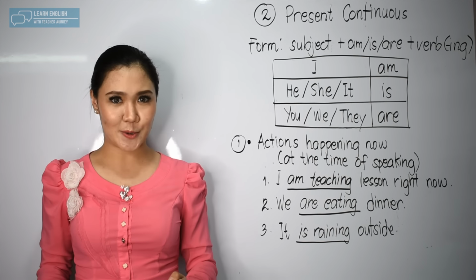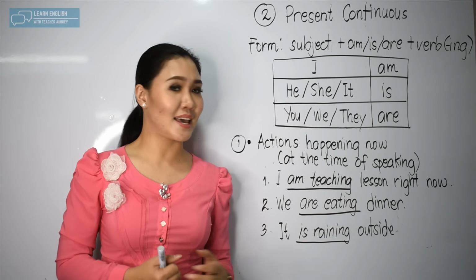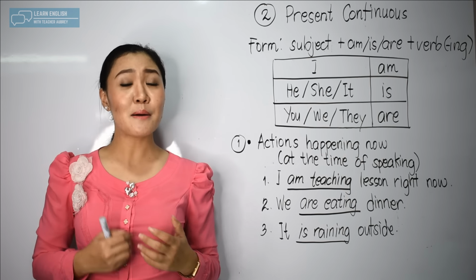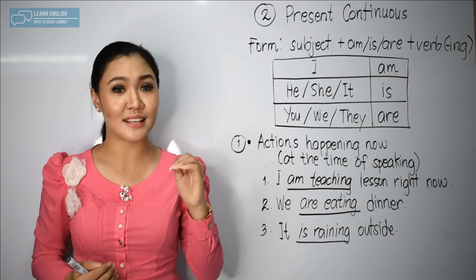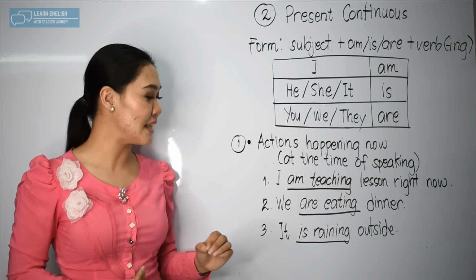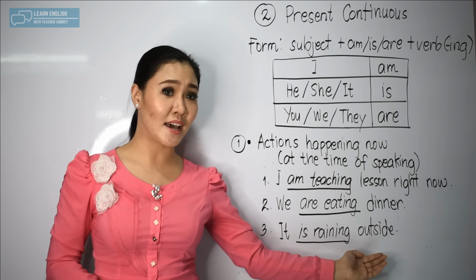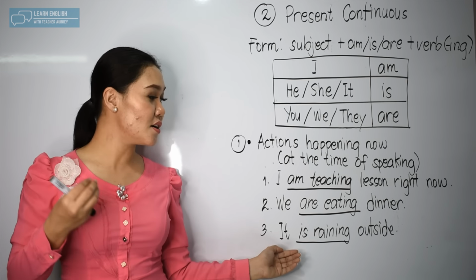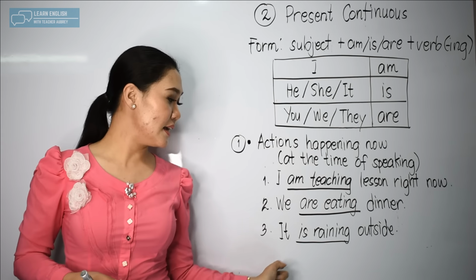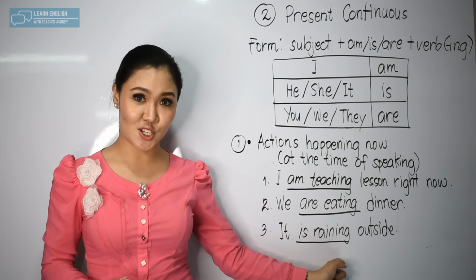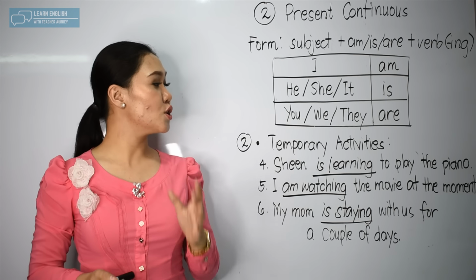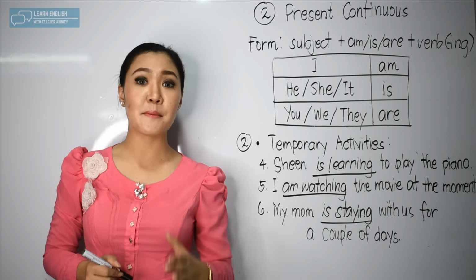We are eating dinner. And last example is, it is raining outside. Sabihin natin lumabas ako ngayon at nakita ko na umuulan. Ang tamang tense na gagamitin dahil kasalukuyang umuulan ngayon mismo habang nagsasalita ako, ang dapat gamiting tense ay present continuous. Kaya naman sinabi natin, it is raining outside. The pronoun it pertains to the rain. Okay? Tumutukoy dun sa rain. Dahil singular ang it, ang ginamit natin ay is. It is plus the verb with ing. It is raining outside.